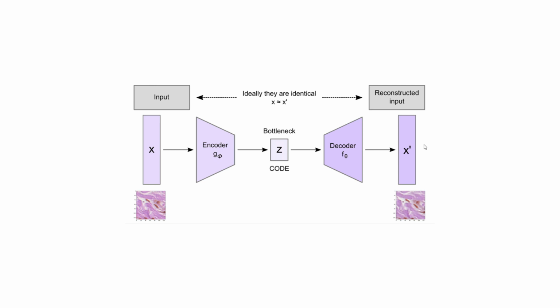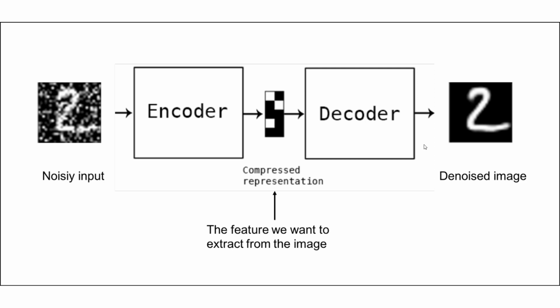Using an autoencoder you can build many applications like image denoising, image colorization and anomaly detection. Here is an example of denoising images. If you give your noisy input image, it goes to the encoder, and you can see the features we want to extract from the image in the compressed representation, and again it decodes that and denoises the image.